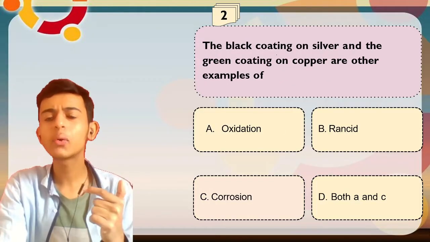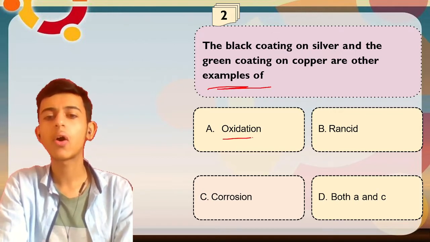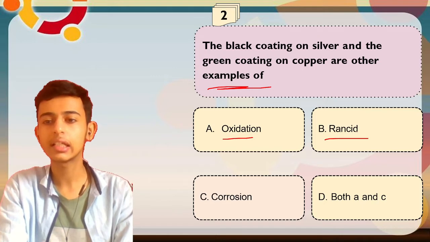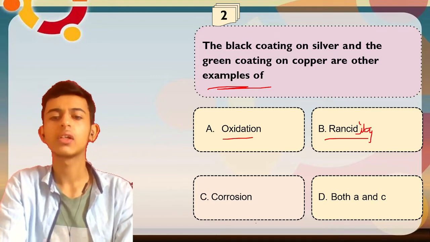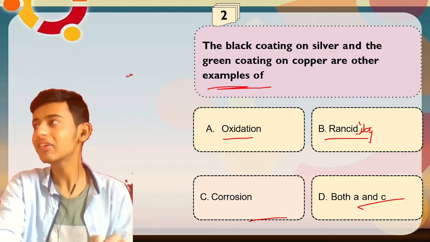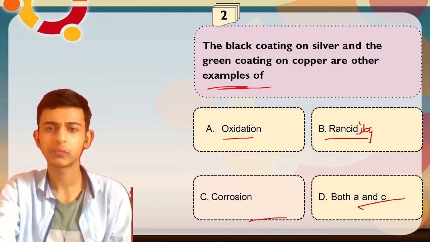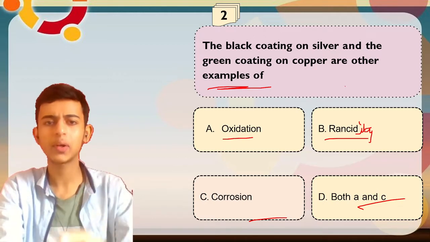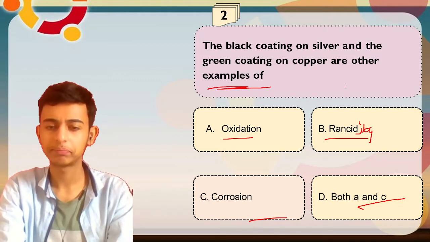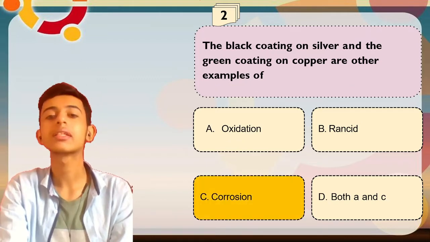Next question: the black coating on silver and the green coating on copper are examples of what? Oxidation, rancidity, corrosion, or both? What do you think? So black coating on silver, and green coating on copper, these are examples of what? Done? Your time's up. Corrosion.